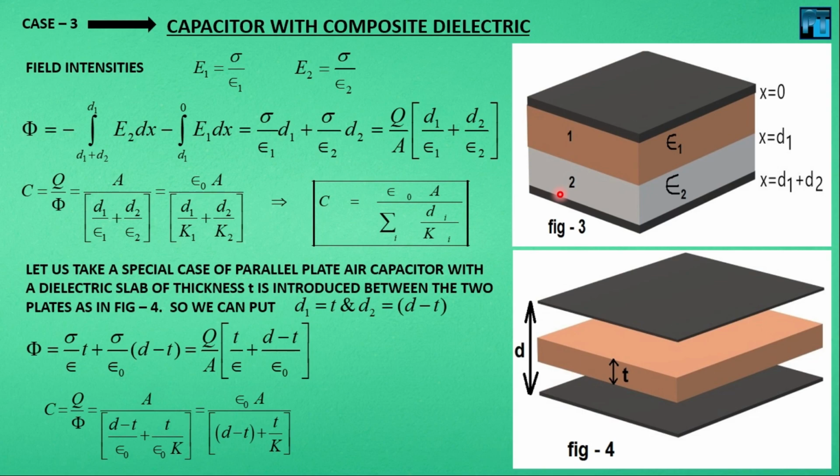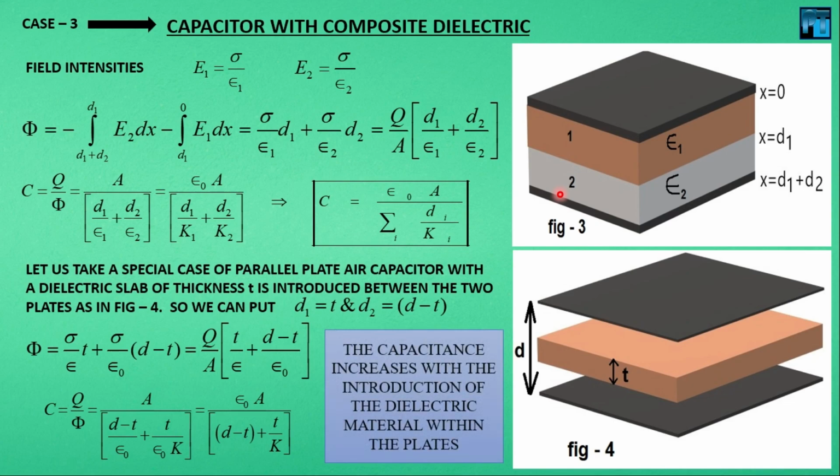So the physical significance is that the capacitance increases with the introduction of dielectric material within the plates. It also has commercial importance, because an air capacitor has epsilon naught A by D, but if we introduce different dielectrics, the charge storing power, that is the capacitance, increases, and we can make it of commercial use.